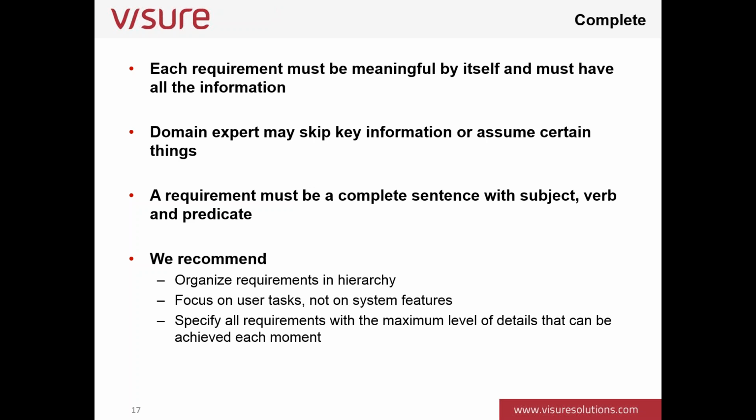Try to focus on user tasks, not on system features. And always specify all requirements with the maximum level of detail that can be achieved at each moment. We said before that the activities in the requirements engineering process are activities, not stages. So maybe we specify and we still don't have the whole information. Let's specify what we have right now, and in the next iteration, when we get more information, we can specify in more detail. But let's always try to specify with the maximum level of detail that we can achieve.